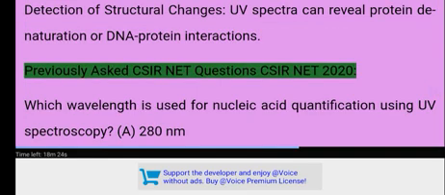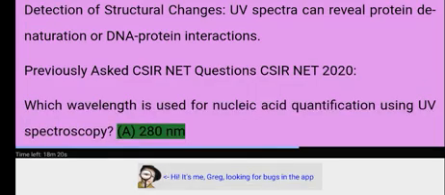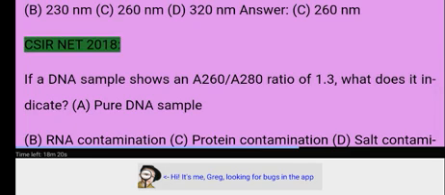Previously asked CSIR-NET question, CSIR-NET 2020. Which wavelength is used for nucleic acid quantification using UV spectroscopy? A. 280 nanometers. B. 230 nanometers. C. 260 nanometers. D. 320 nanometers. Answer: C. 260 nanometers.